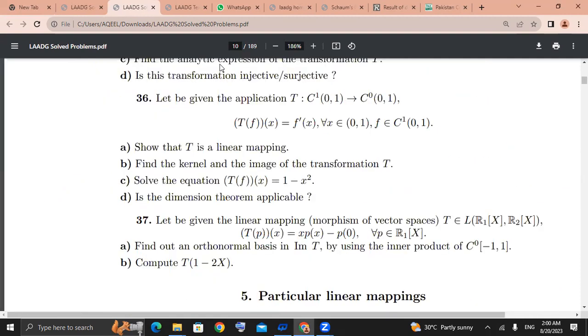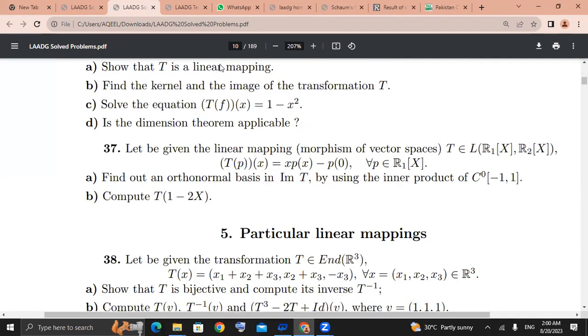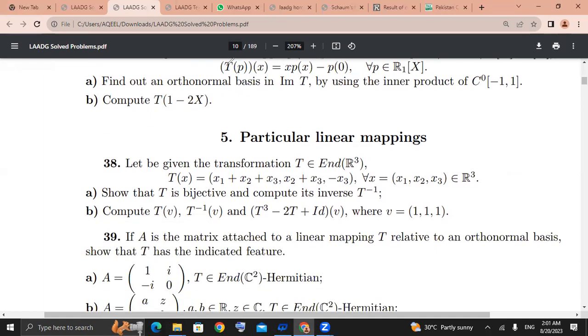Now we are moving towards question 37, in which he gives this mapping T of p, and he says to find an orthonormal basis in the image of T by using the inner product of C[-1, 1], and compute T of 1 minus x. I leave this question because first I have to clear your concept of orthonormal basis. What is a basis, then how to make it orthogonal, and then how to make it orthonormal. So we start the question like this.